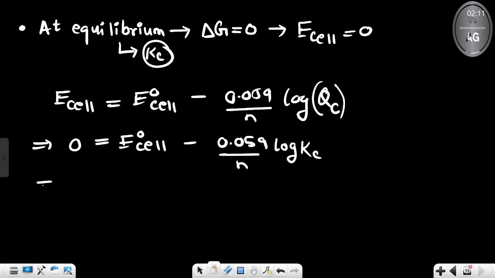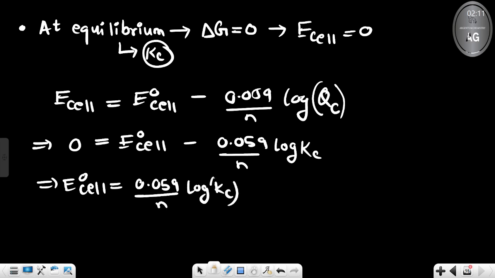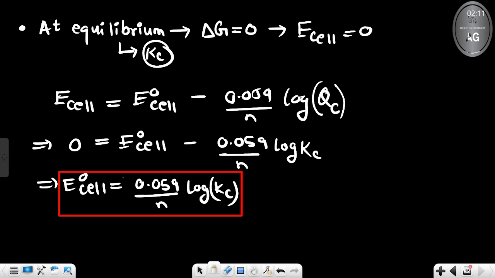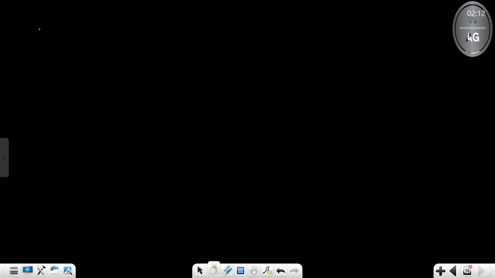Clear? So this is my relation between E0 cell and the equilibrium constant. If it is asked what is the relation between the equilibrium constant and the standard electrode potential E0 cell, then this will be the value. Generally a question is given and from there you have to find the equilibrium constant using this formula. This relation is very important. Please remember it. So E0 cell equal to 0.059 by n log Kc. Done. Another relation I am giving. These are all the relations that you have to remember.